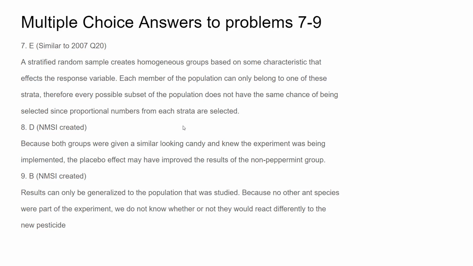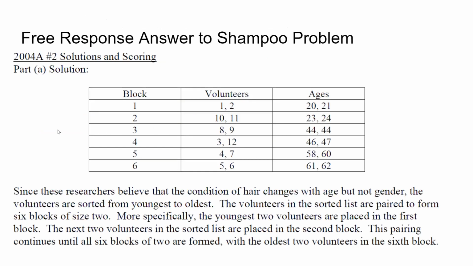As far as that free response question goes with the shampoo, here's the solution for part A. This is taking into account age, but not gender. So you can see we're taking the 2 youngest here and putting them in one block, and then the next 2 youngest, and the next, and the next, and the next, until we get to the oldest group being in that block 6.